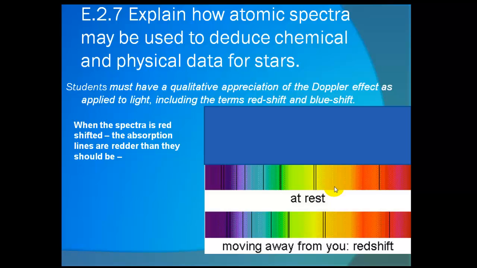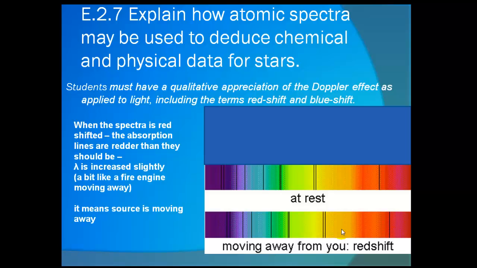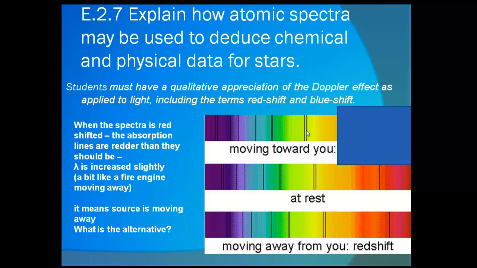So here, with the redshift, the wavelengths are slightly longer, like a fire engine moving away. The alternative is that if it's moving towards you, then these lines are going to be more shifted towards the blue part of the spectrum. So notice these double lines here will go towards the blue end, so you know it's moving towards you. And the change in wavelength divided by the original wavelength will give you the speed divided by the speed of light.